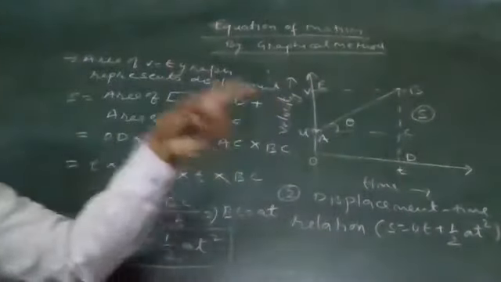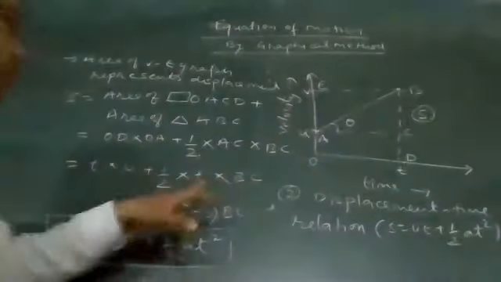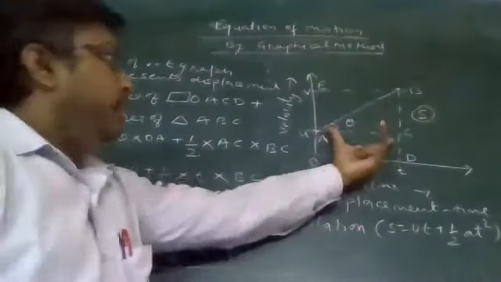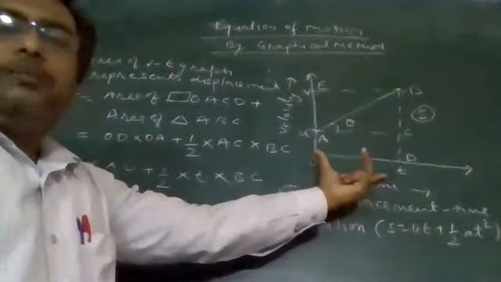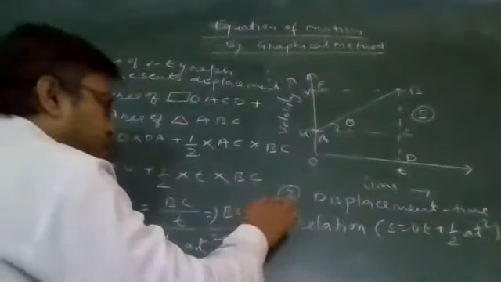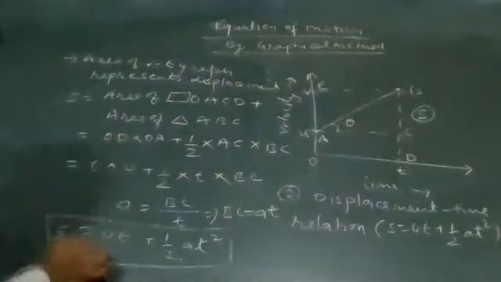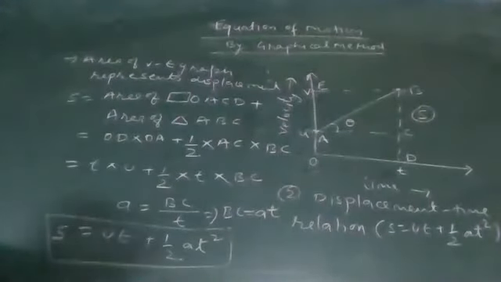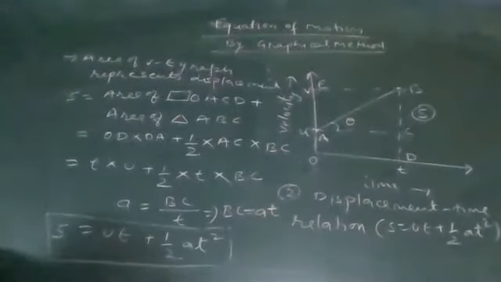That was tan theta, it was acceleration, and acceleration was BC by AC. AC I substitute as OD, that is similar to T. And BC is equal to A into T. If I replace BC with AT in this equation, you will obtain your second equation of motion, that is S is equal to UT plus half AT square.